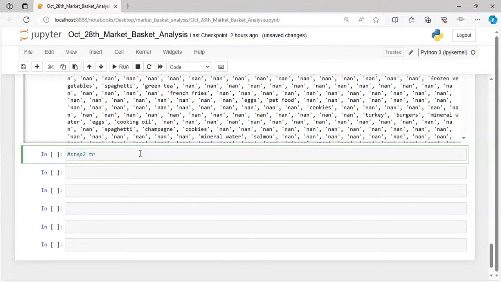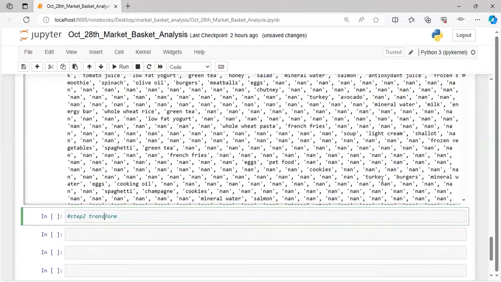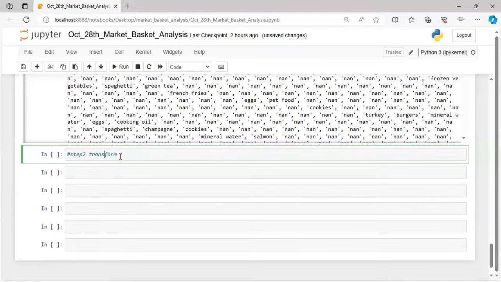Sir, why did we do this first step? What was the reason to convert it? Look, you will get the idea. First, just see how it's working, then you will understand.